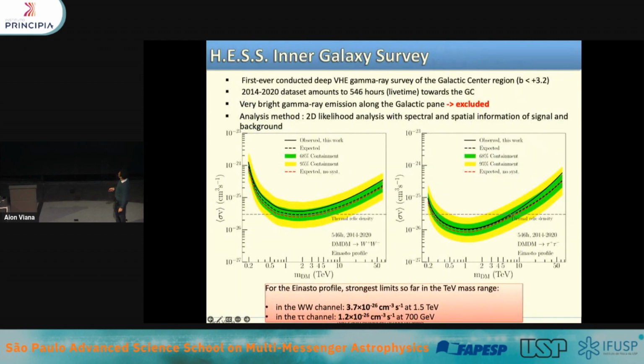Now, these are the limits that we get with H.E.S.S. These are the most constraining limits up to date in these channels, in the TeV mass range. You can see that for both W plus W minus and tau plus tau minus, we can actually reach limits below the thermal relic density. The other way of seeing it is that we exclude these dark matter particle masses that would have the thermal relic density, around 1 TeV here.